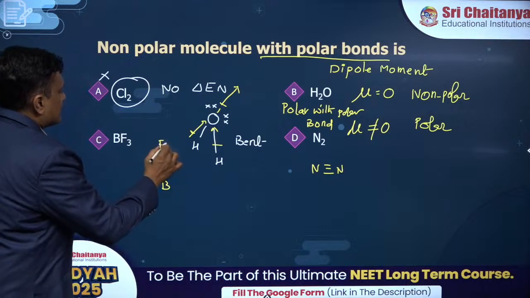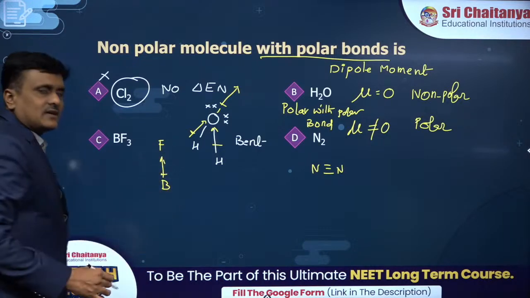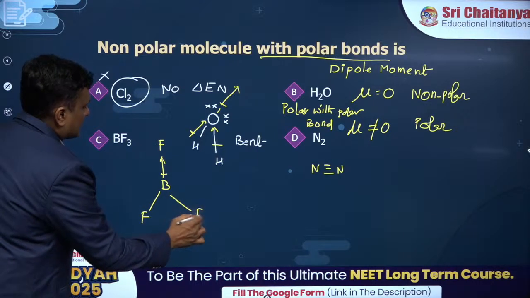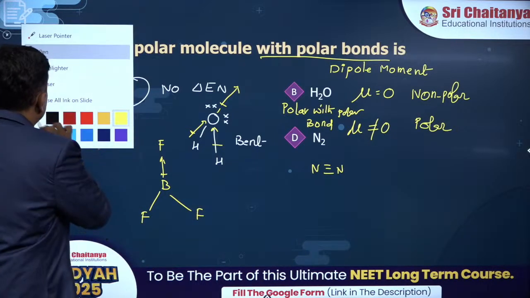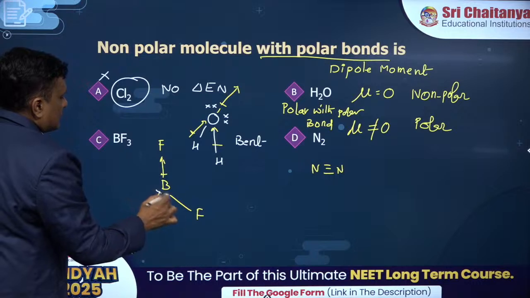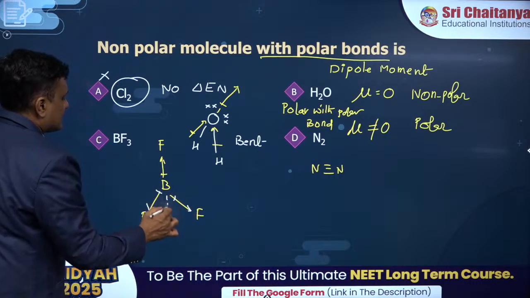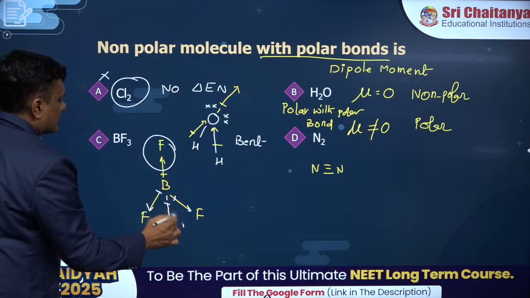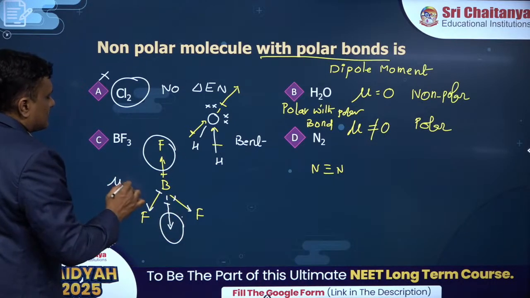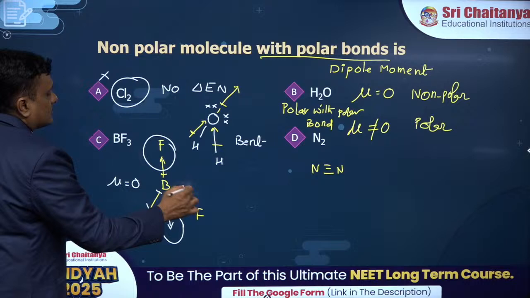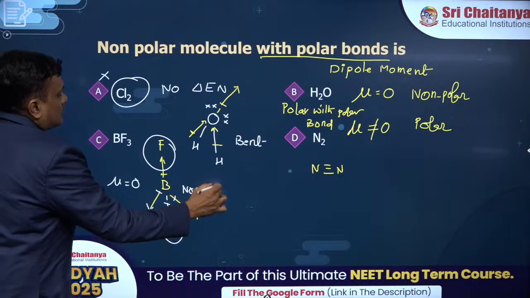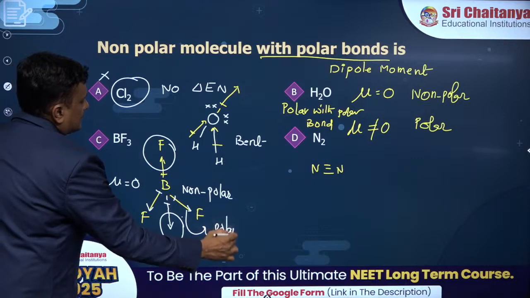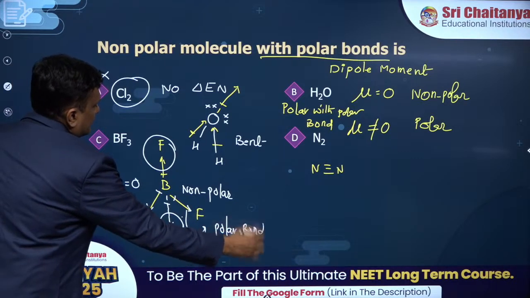BF3, you know, the boron fluorine bond is very much polar. However, the net molecule is non-polar because the resultant dipole of two boron fluorine bonds is exactly nullified by the third boron fluorine bond. So net dipole is 0. So this compound is non-polar. So it's a non-polar molecule with polar bonds. So the right answer for this question should be, are you there with me?